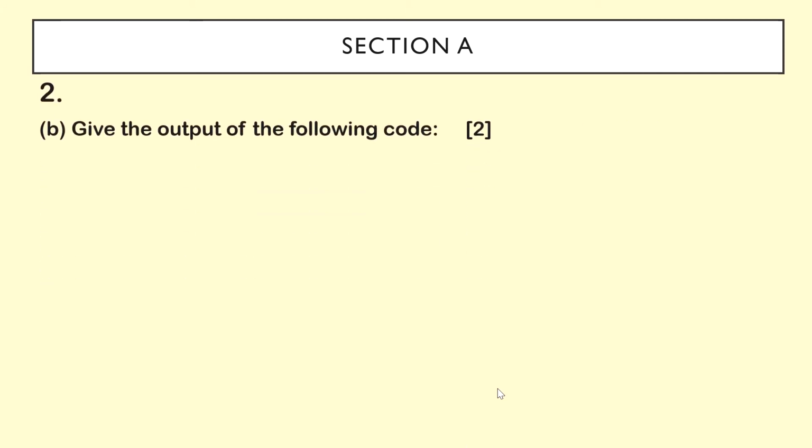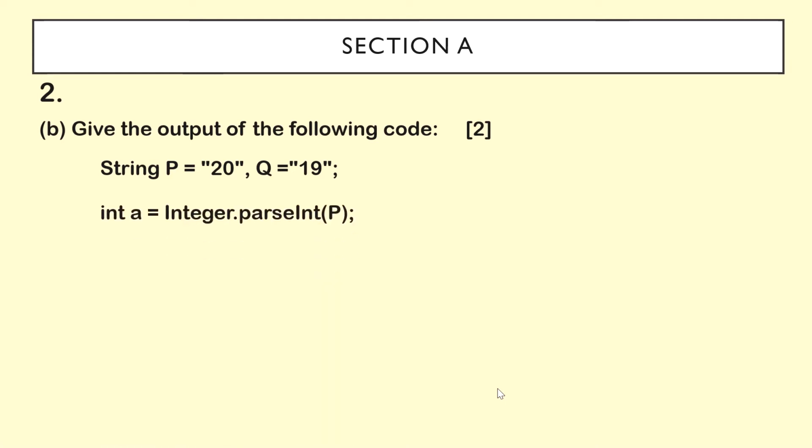Now give the output of the following code. Now here some codes are there. String P is 20 and Q is 19. So it is both in string. By the keyword string also you can understand, and they have put double quotation, which means they are string.